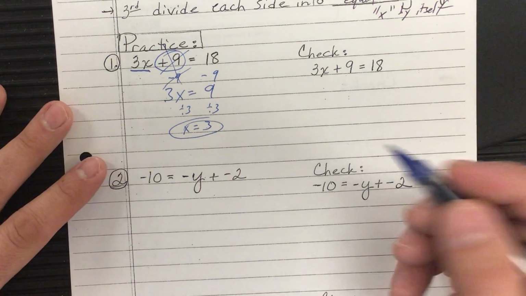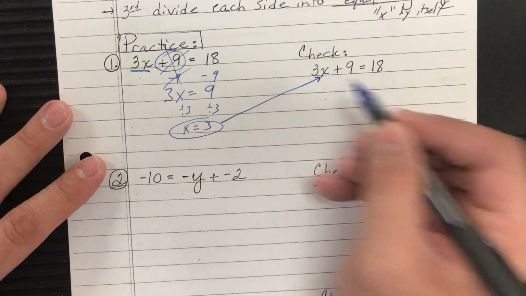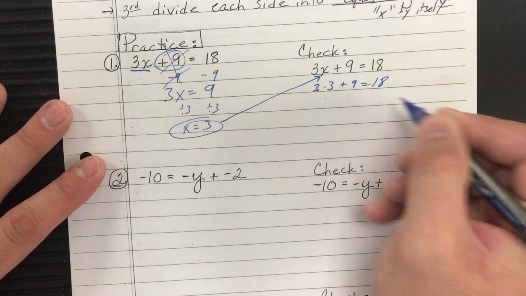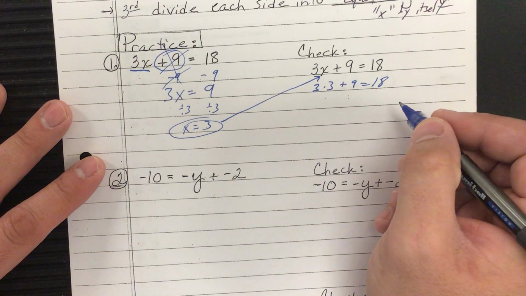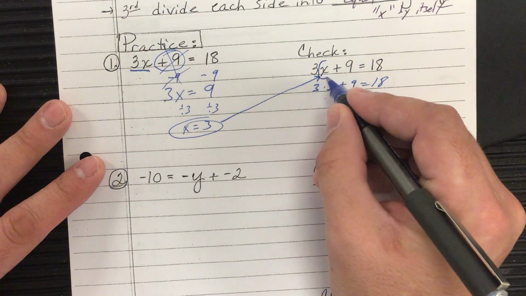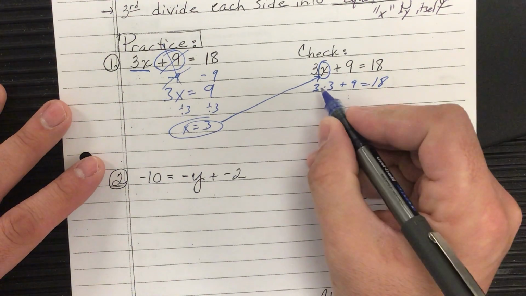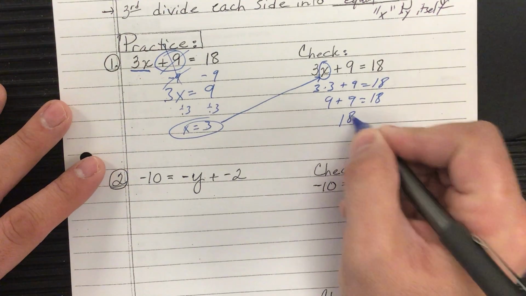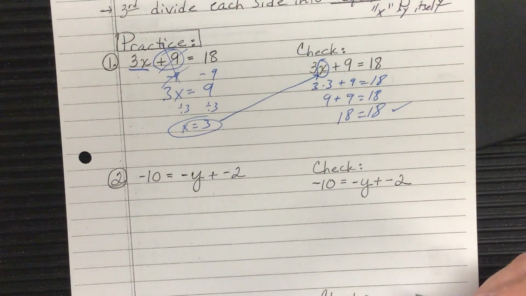All right, now you can always check it. You want to make sure you got it right. 3 times 3 plus 9 better equal 18. So all I'm doing is putting whatever I said x is for right here. 3 times 3 is, of course, 9. 9 plus 9 is 18. Looks good.